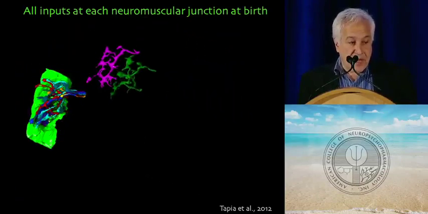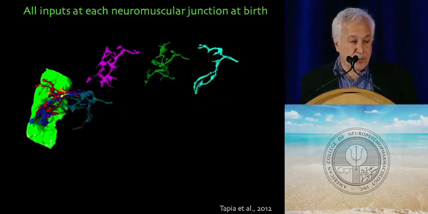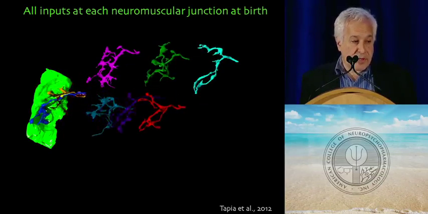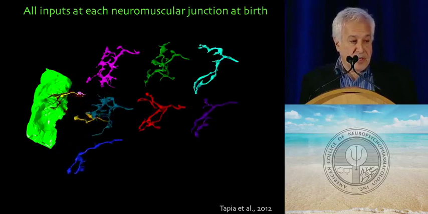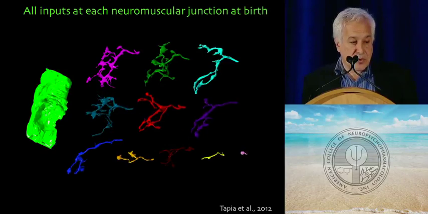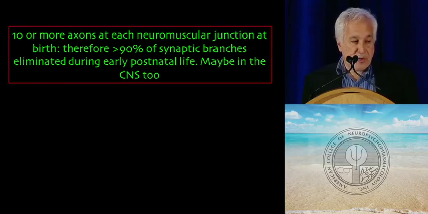And here is an example. There's 1, 2, 3, 4, 5, 6, 7, 8, 9, 10, 11 axons at birth, and the last one is just already about to leave. So we've done this to many neuromuscular junctions, and we find 10 or more axons at each neuromuscular junction at birth. Therefore, greater than 90% of the synaptic branches that, in a mouse, are present at birth get eliminated sooner or later. And one might imagine, could this be true in the central nervous system as well?